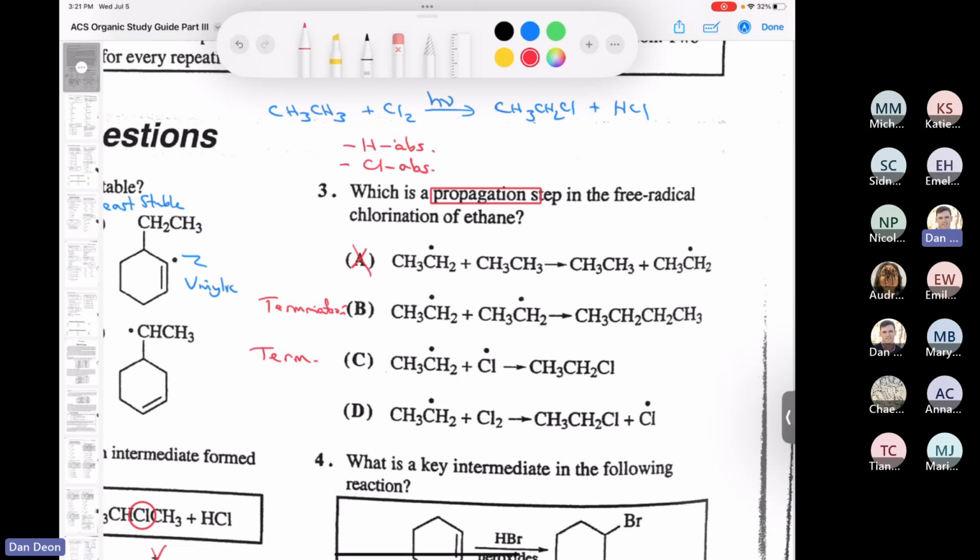But in D, we have a halogen abstraction, don't we? So we're taking our ethane radical, we're combining it with the chlorine, and we end up removing the chlorine. So this is the, we'll put here halogen abstraction, right? So this is the second part of propagation. So the correct answer is D.